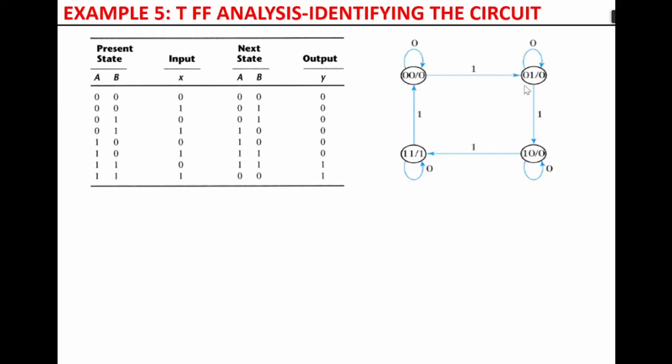It keeps on counting from 0, 1, 2, 3, 0, 1, 2, 3, when the input is 1. When the input is 0, it does not advance to the next state. And the output will be 1 only and only if the present state is 1, 1. You have described the circuit. You can see it's very clear from the diagram how the circuit is behaving.